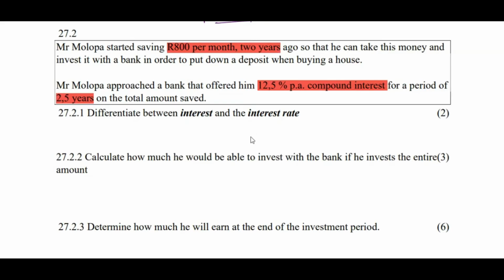Now, here they ask you, what is the difference between interest and interest rate? What I want to know, you tell me interest is the value added onto the invested or borrowed amount.